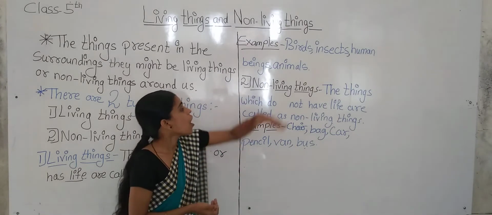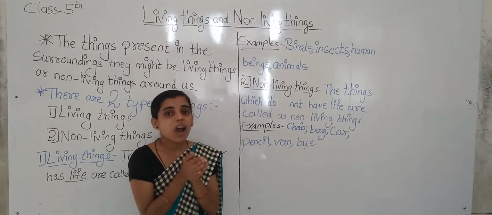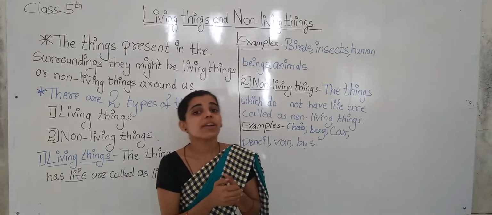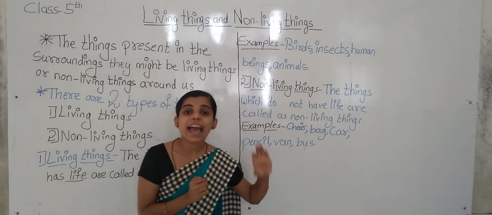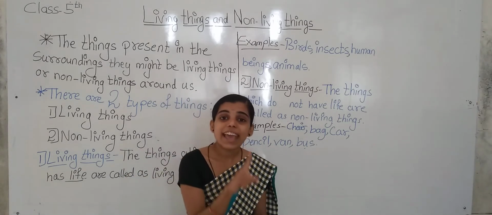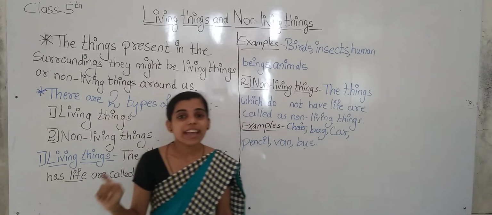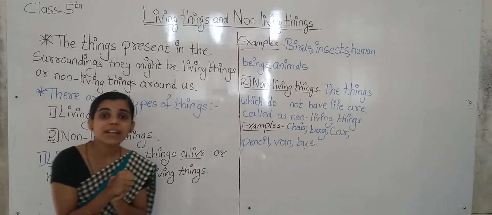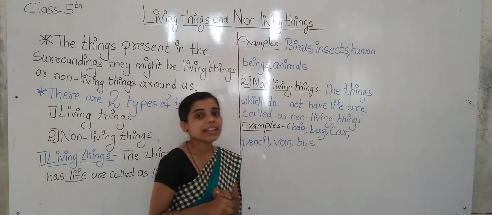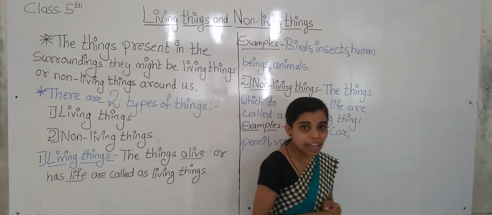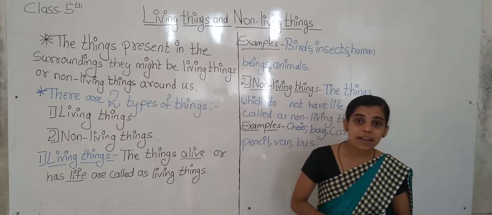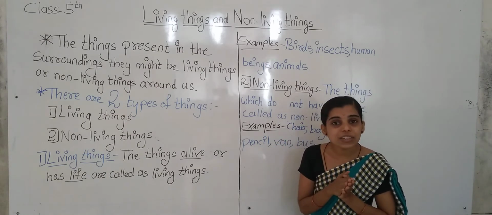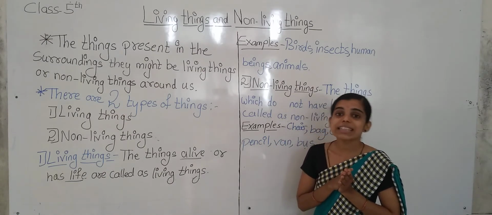Next one is non-living things. Non-living things means which does not have life. In an easy way, we will say which does not have life and is not alive. They are called non-living things. Examples for non-living things are chair, bus, tables, door. There are many more examples for non-living things.